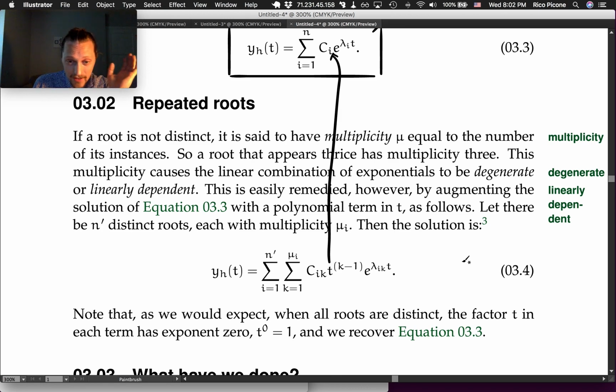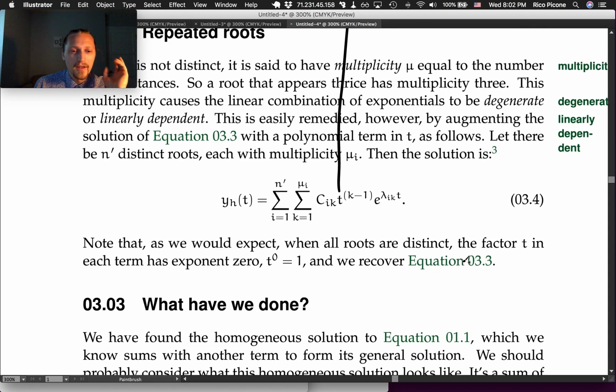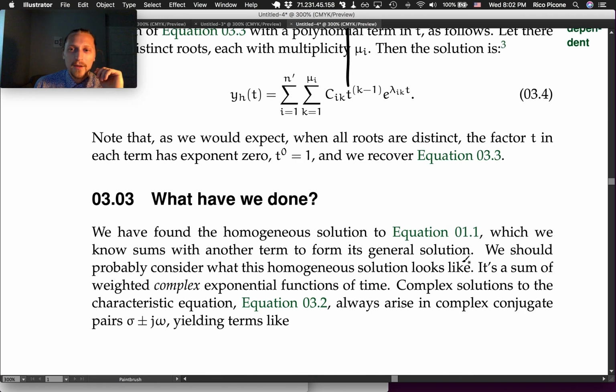So let's go forth and take what we've learned and apply it. So what have we done first? Let's review the bidding. We have found the homogeneous solution to equation 1-1. Great. Which we know sums with another term to form its general solution, right? It's that particular solution we're going to add, but we haven't found that yet. We should probably consider what this homogeneous solution looks like before we move on. It's a sum of weighted complex exponential functions of time.